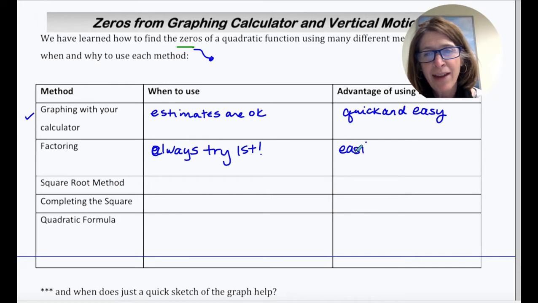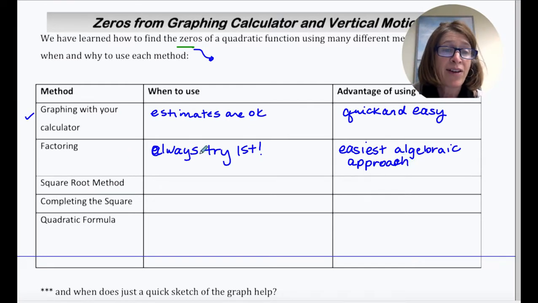So maybe I'll write that. It's the easiest algebraic approach. Especially right now because you guys have been practicing factoring for so long and you're really good at it. So we always want to try factoring first.